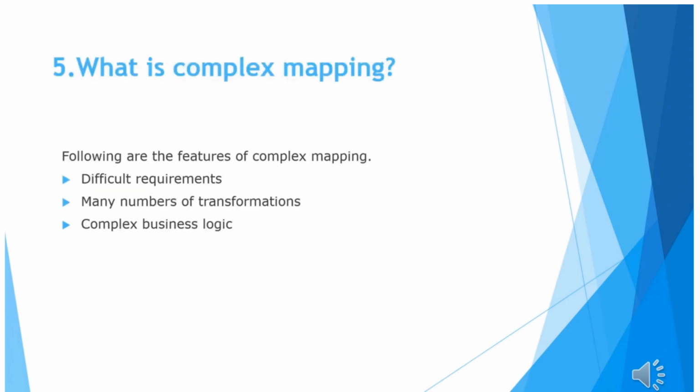The fifth question is, what is a complex mapping? If a mapping contains the following features, we call it a complex mapping. The first one is that it should have difficult requirements, the second is that it should contain many transformations, and the third is complex business logic.